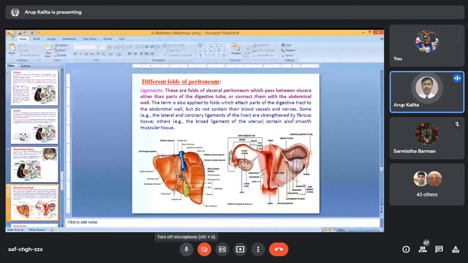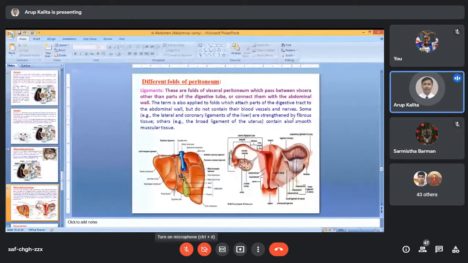It passes between the viscera other than the digestive tube and connects to the abdominal wall. Don't say dorsal, ventral, lateral. It may be in some cases dorsal, some cases lateral, some cases ventral, but not the digestive tube. Digestive tube means it starts from the esophagus. Esophagus is a digestive tube, which is a tube-like structure. Stomach is a digestive tube. Small intestine is a digestive tube.